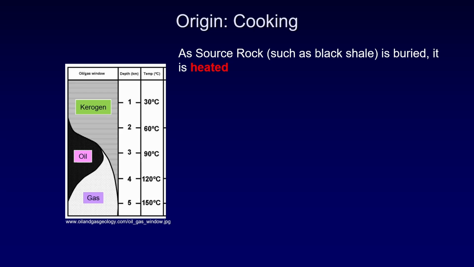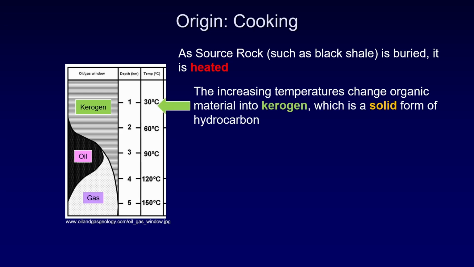And so as that layer of sediment gets buried deeper and deeper within the sequence of sedimentary layers, it's eventually going to experience higher temperatures and pressures. So it's going to become heated. So as the temperature increases, we are going to see the organic material begin to change into a new material called kerogen. And kerogen is the solid form of hydrocarbon. So we haven't got a liquid and we haven't got a gas yet. We now have a solid precursor material, which we refer to as kerogen.